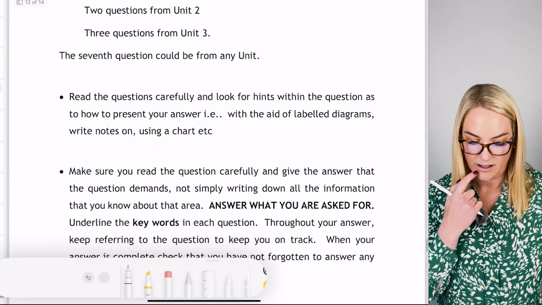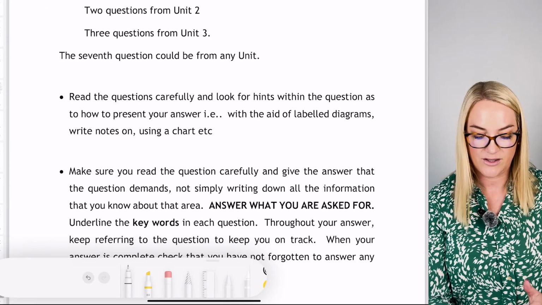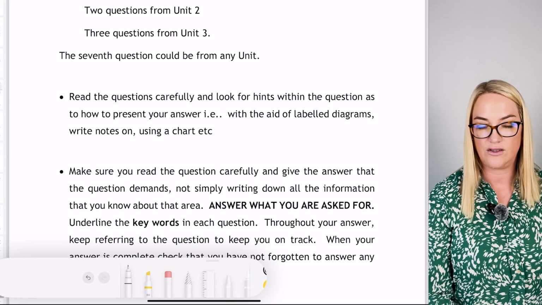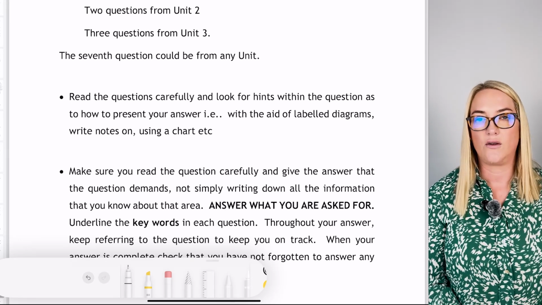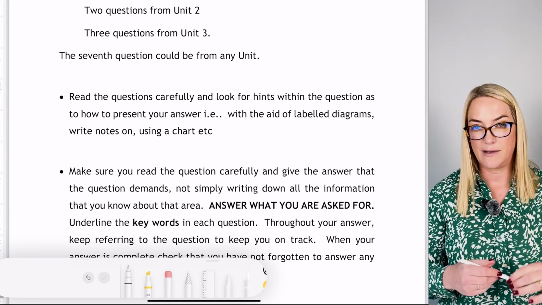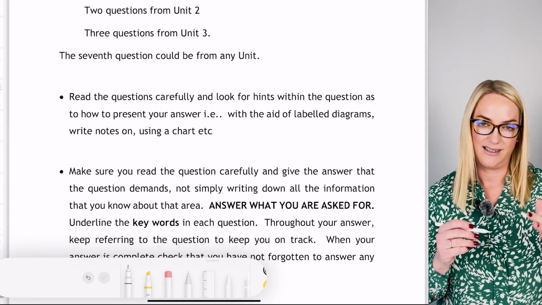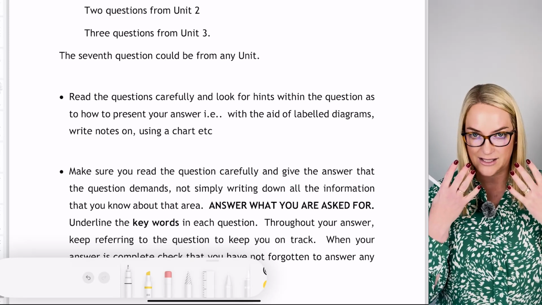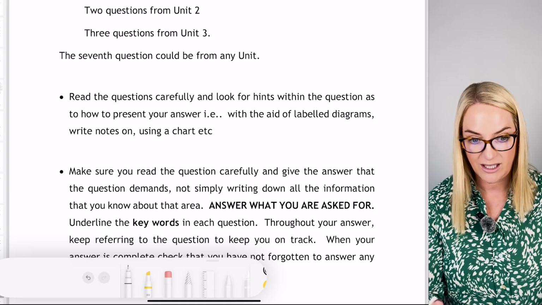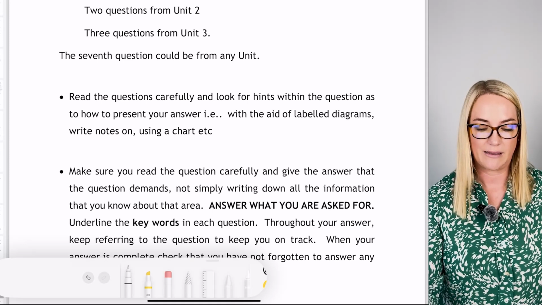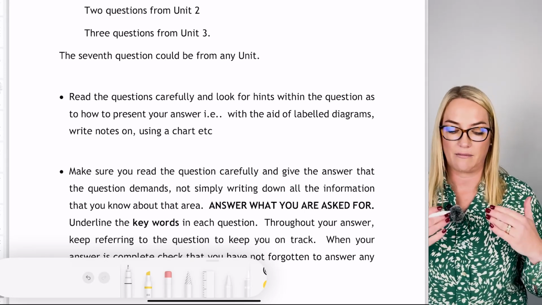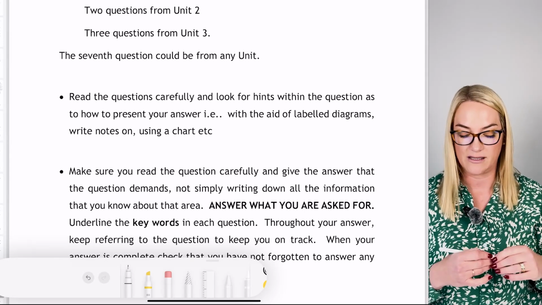So read the questions carefully and look for hints within the question as to how to present your answer, i.e. should you have a labeled diagram, write notes, using a chart, etc. I strongly advise my students to use a black pen. Now think about it, every single book that you read and text, it's all in black because it's easier on the eye. Yes, you can write in a blue pen, but to be really honest with you, if I'm staring at a computer, black, black, black and blue, I actually do have to get up and rest my eyes. A black pen is easier on the examiner's eyes.